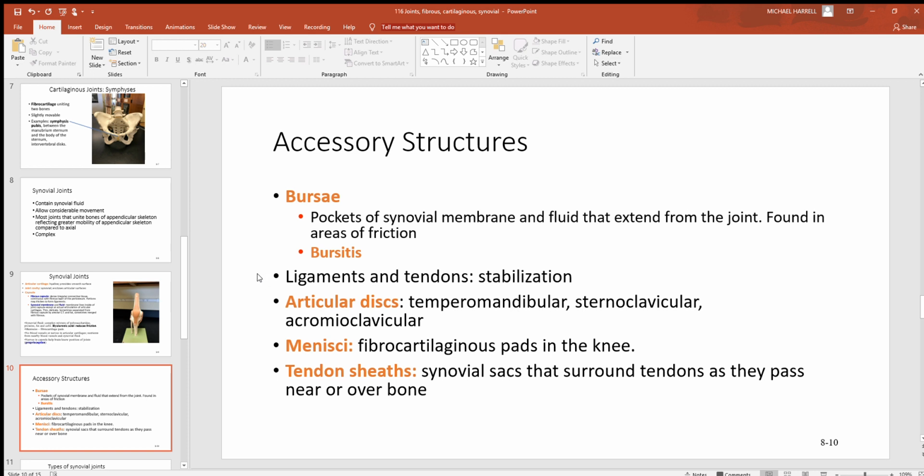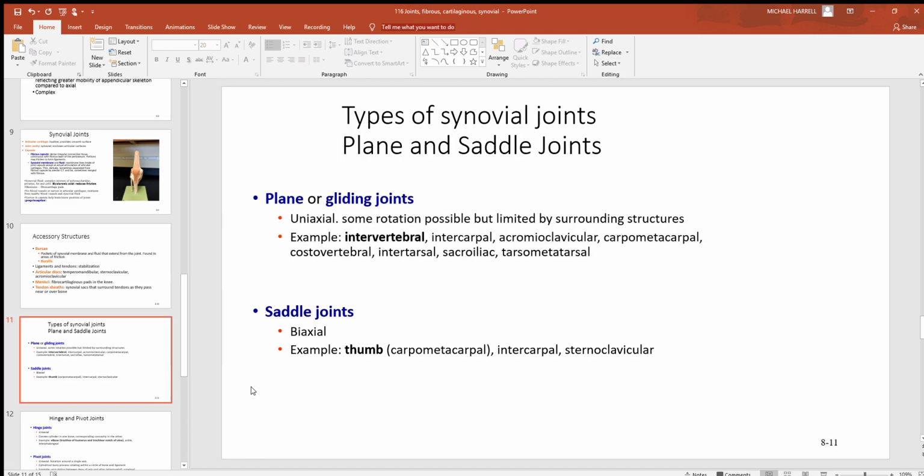You probably heard about some of these like the ACL, PCL, and others being damaged when somebody gets hit around that knee. The articular discs are found in different places. Look at this first one listed here like the temporomandibular. You ever felt your jaw pop? There's a very strong cushion pad in between that mandible and that temporal bone where they come together. So you see those in high pressure points such as that. The meniscus are the name of those particular fibrocartilage pads down in your knees. There's two of them, a medial and a lateral one. And there again are the tendon sheaths that we mentioned before.